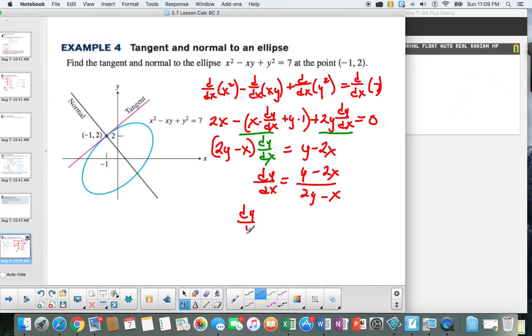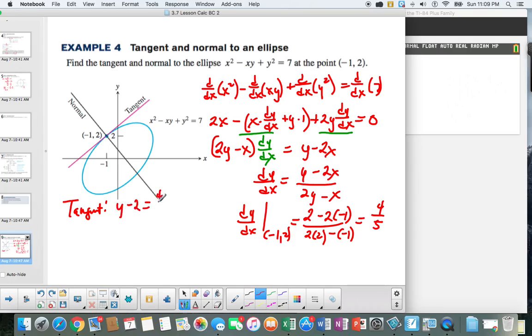If we evaluate at the point (-1, 2), we are going to be able to get (2 minus 2 times -1) all over (2 times 2 minus a -1), which equals 4/5. So the tangent will be y minus 2 is equal to 4/5 times (x plus 1).